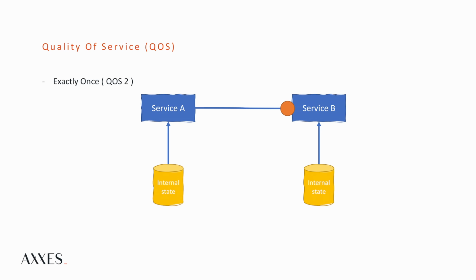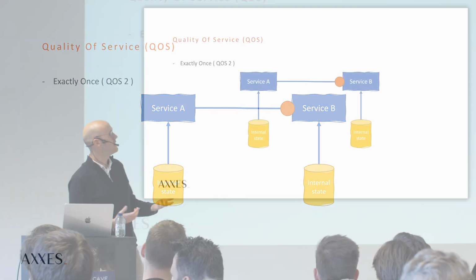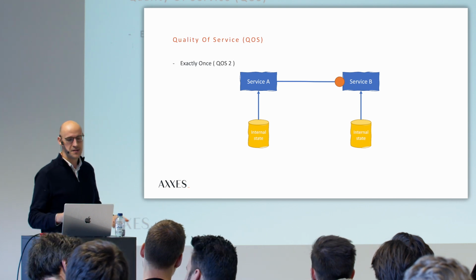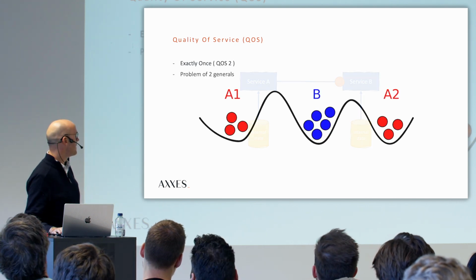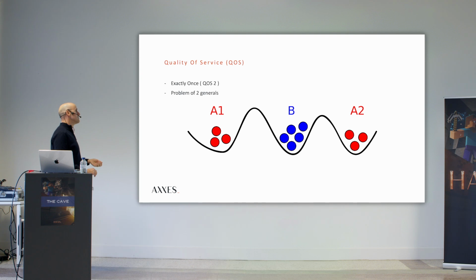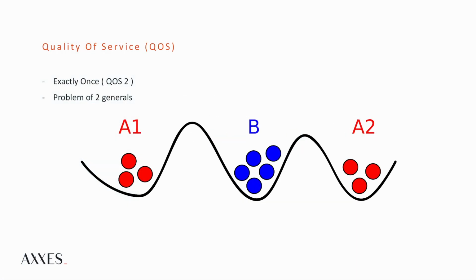Suppose that you will have to withdraw 10 euro from your bank account. You only want this to happen once. Well, in reality, it seems that this is not very easy. And there is something similar, called the problem of two generals, where I can explain this exactly once quality of service.